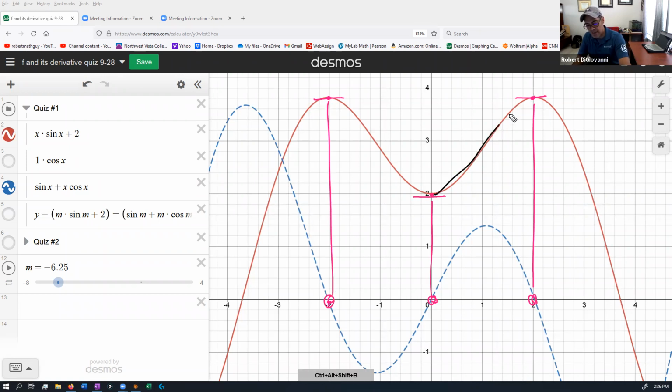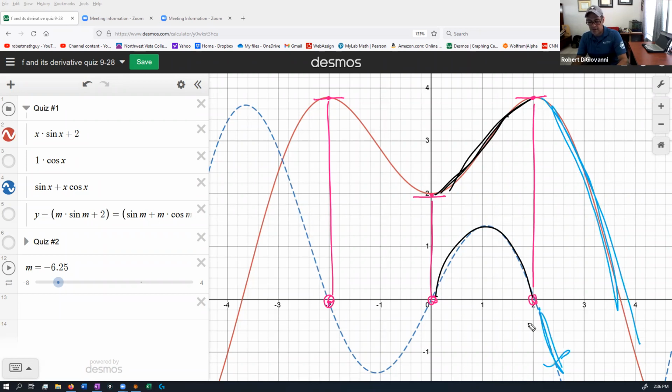If I analyze what's happening in here, my derivative should be positive there. Beautiful. If I analyze what's going on over here, my derivative should be negative. Yep, it's down there, it's negative. If I analyze what's going on here, I'm running out of colors. It's going down, my derivative should be negative. It is. Everything is perfect.